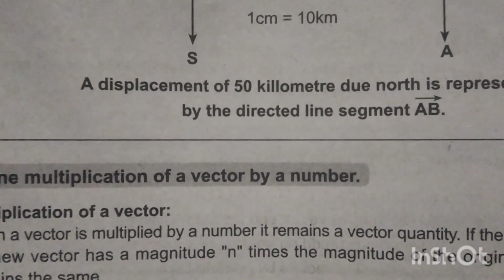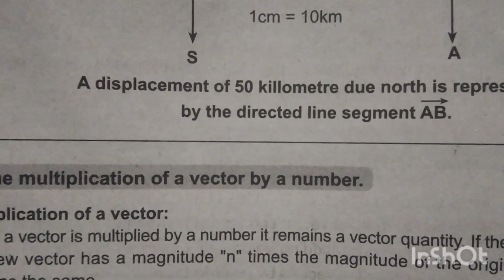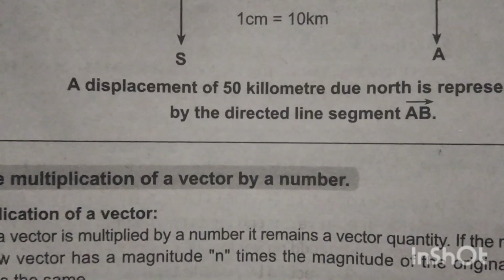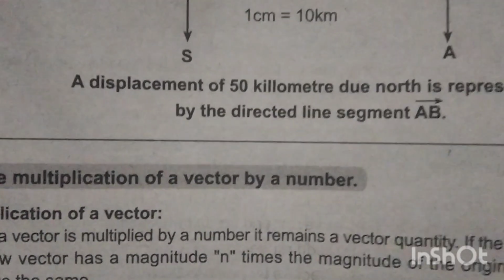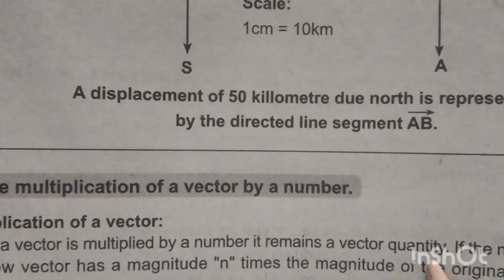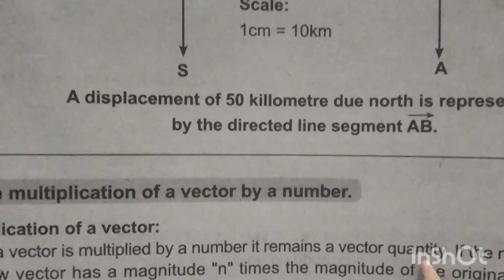Multiplication of a vector by a number. This question is mostly asked of students applying for MDCAT, MCAT or even NEET. They should know how vectors can be multiplied. This is an important question. When a vector is multiplied by a number, it remains a vector quantity. Whenever it is multiplied by any number, it will always remain a vector quantity, never a scalar quantity.